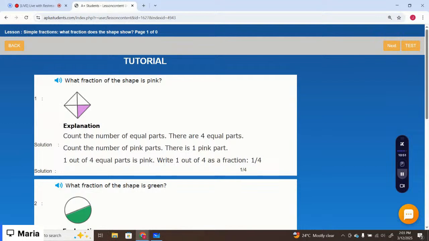What fraction of the shape is pink? So you need to count the total number of portions in the shape. The shape has four equal parts. Only one of the parts is pink. So you can write it as 1 out of 4. If the shape has a total of 4 equal parts and one of the parts is colored, then that is 1 out of 4.